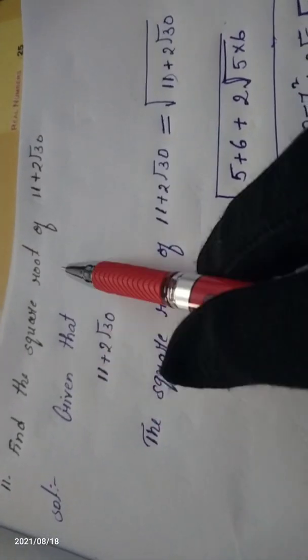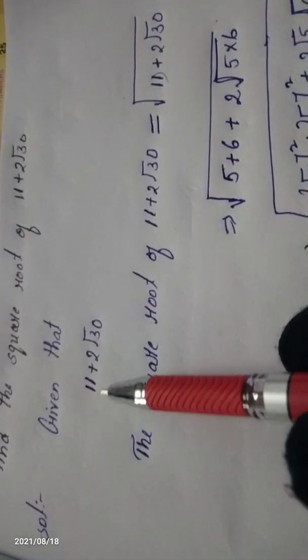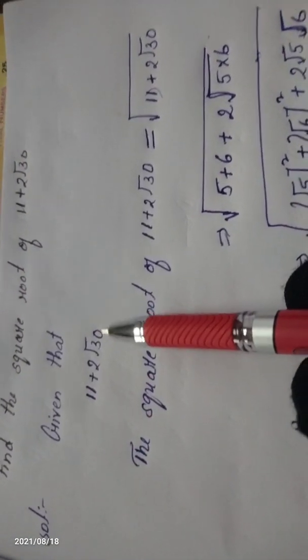Find the square root of 11 plus 2 root 30. We have to find the square root of this value. Whatever information is given in the question, you have to write that first. Afterward, you have to simplify it. Given that 11 plus 2 root 30 is given.